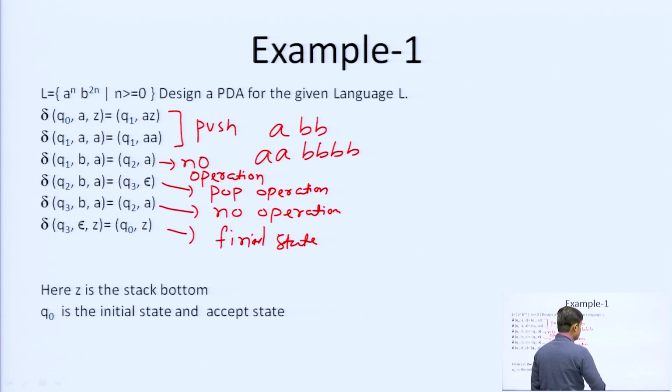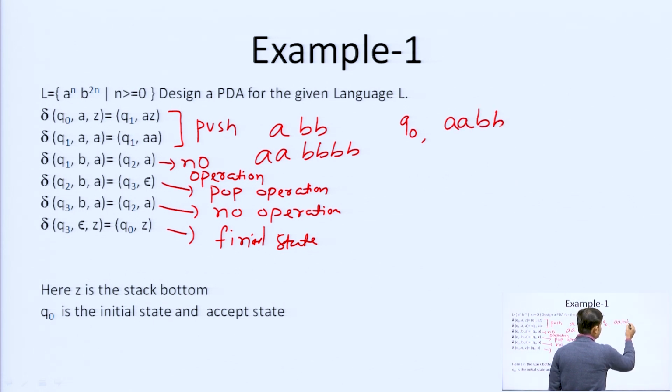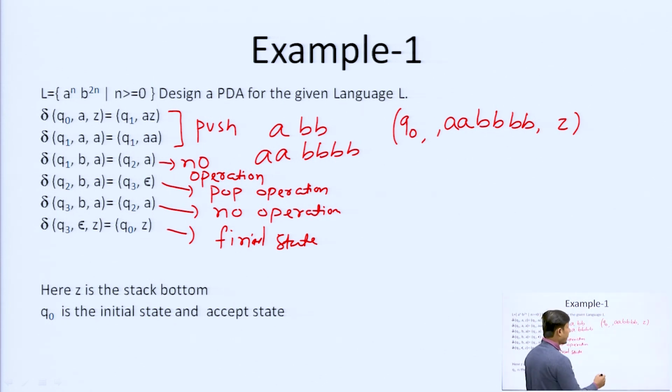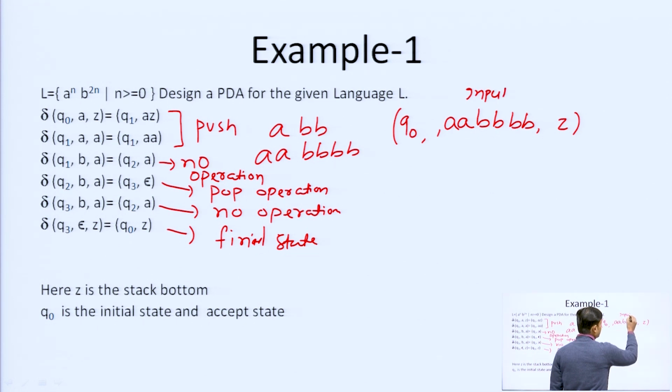So, we have to take one example string and see how it is accepted by this diagram. Here q0 is the initial state, and the input is a a b b b b, with stack bottom Z. So this is the input string, and this is the stack.